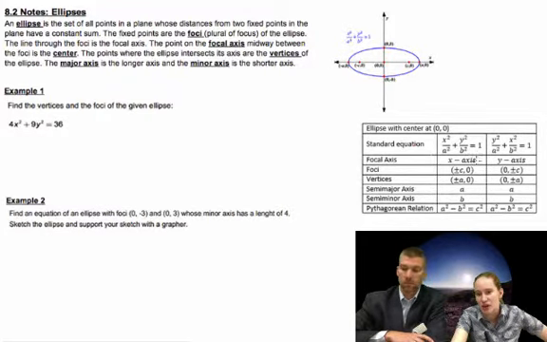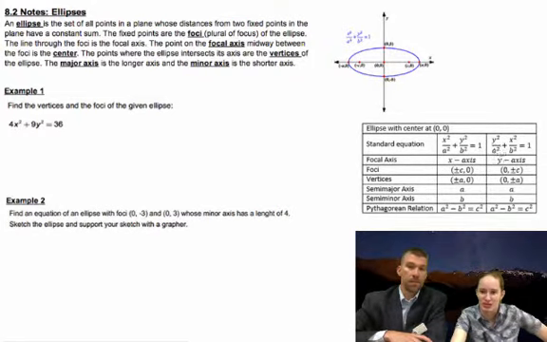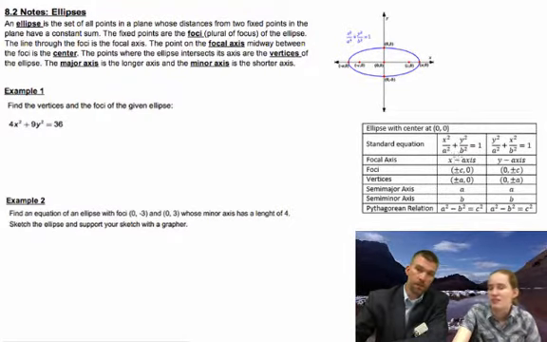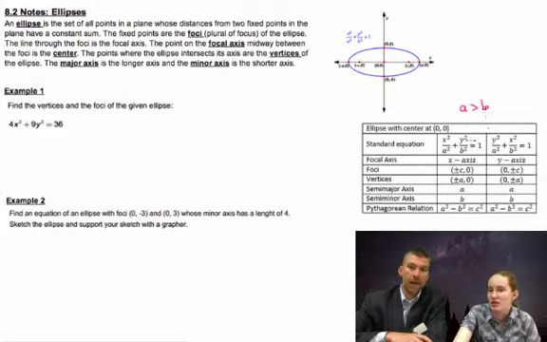We have a box and an example of what an ellipse looks like in our notes. This box, just like the boxes for parabolas, is going to be super helpful for our problems. The only difference here is that A is going to be the bigger axis. So A is going to be greater than B every single time with an ellipse. Period. End of story.